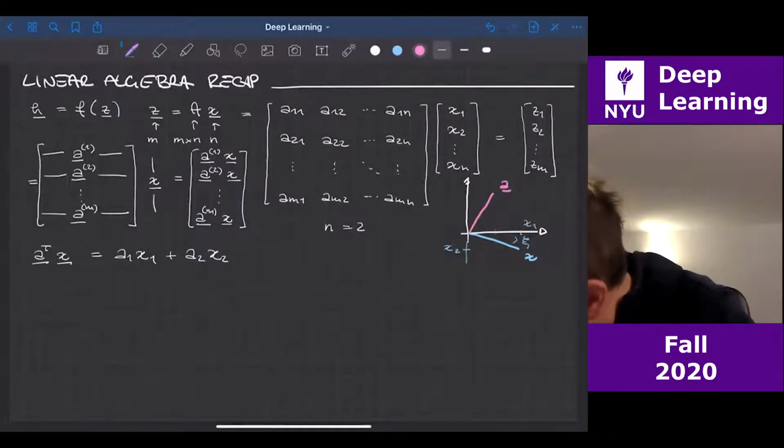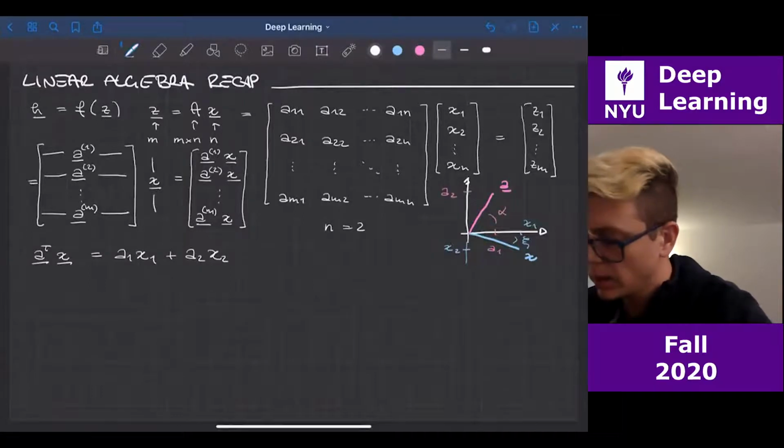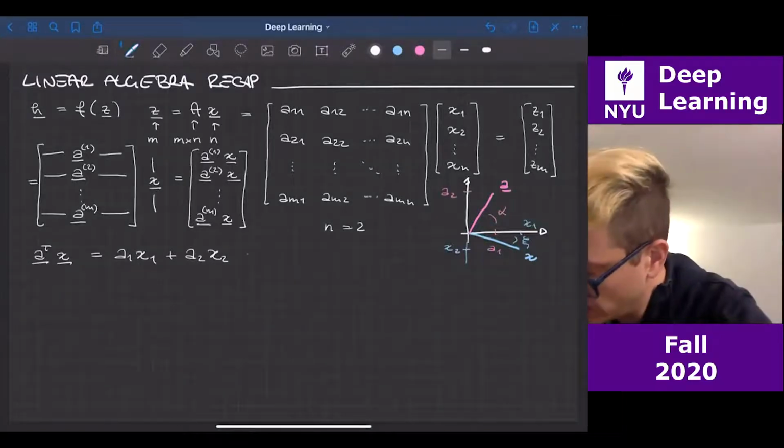And I'm going to have my a1 here. This is going to be alpha. And then it's going to be my a2 over here. So I can just write this with some trigonometry.